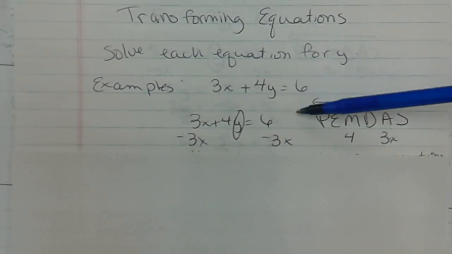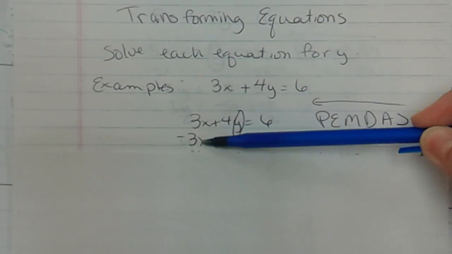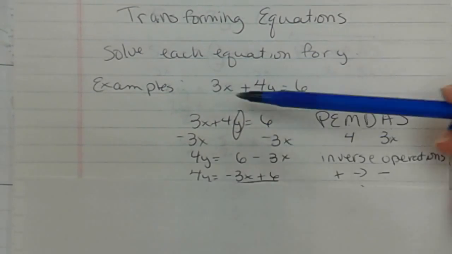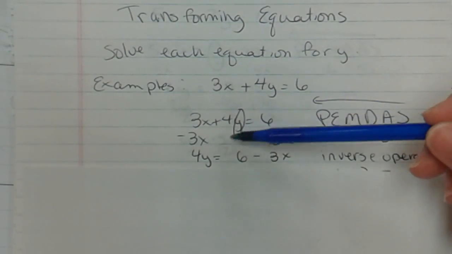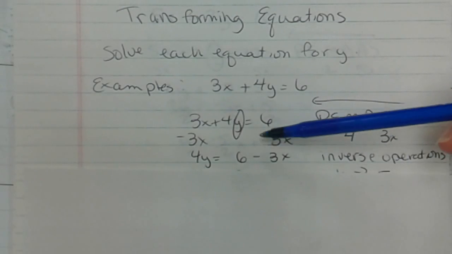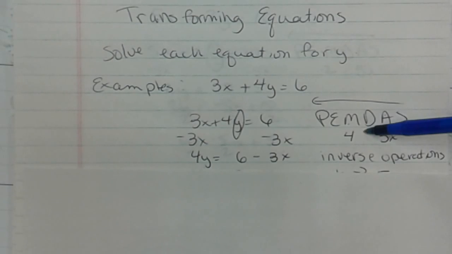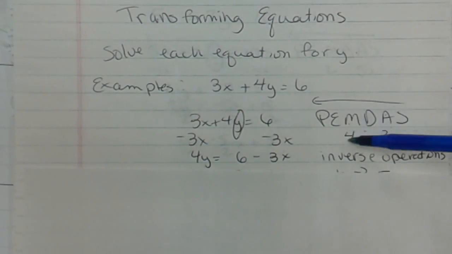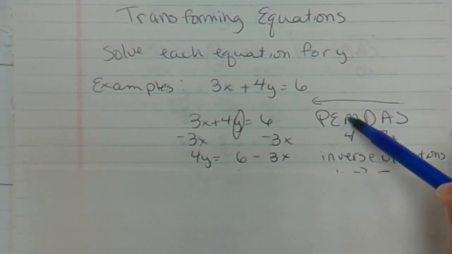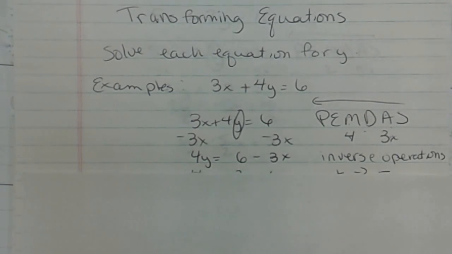In doing so, I can get rid of this 3x on the left-hand side, because what's 3x minus 3x? 0. They cancel each other out, don't they? So what am I left with? I'm left with 4y. And then over here, on the right-hand side, 6 minus 3x. Well, going back up here, what's the next thing I have to get rid of? I have to get rid of the 4, right? What's being multiplied? What is the inverse operation of multiplication? Division. Good. So I need to divide everything by 4.